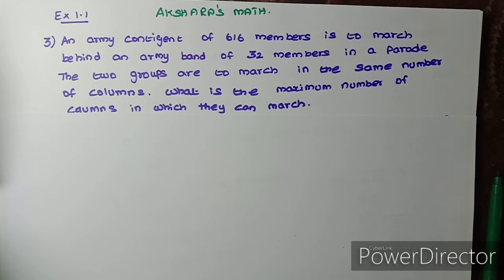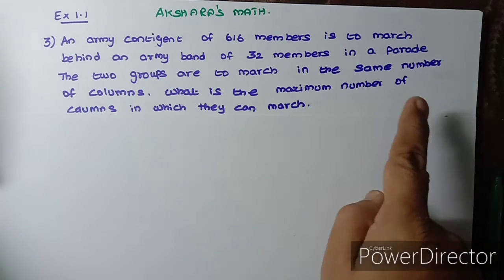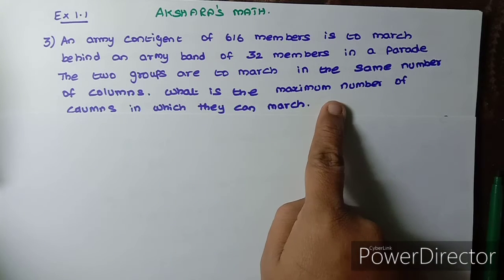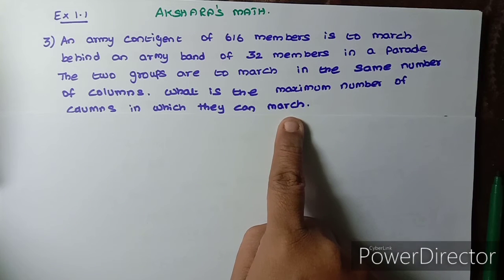There should be uniformity. If the members of the band are arranged in 4 columns, then this contingent of 616 should also be arranged in 4 columns. There cannot be one extra column, which will not look uniform. The uniformity will be missing when you have an extra column, right? So the columns should be the same. The question is, the 2 groups are to march in the same number of columns. What is the maximum number of columns in which they can march?